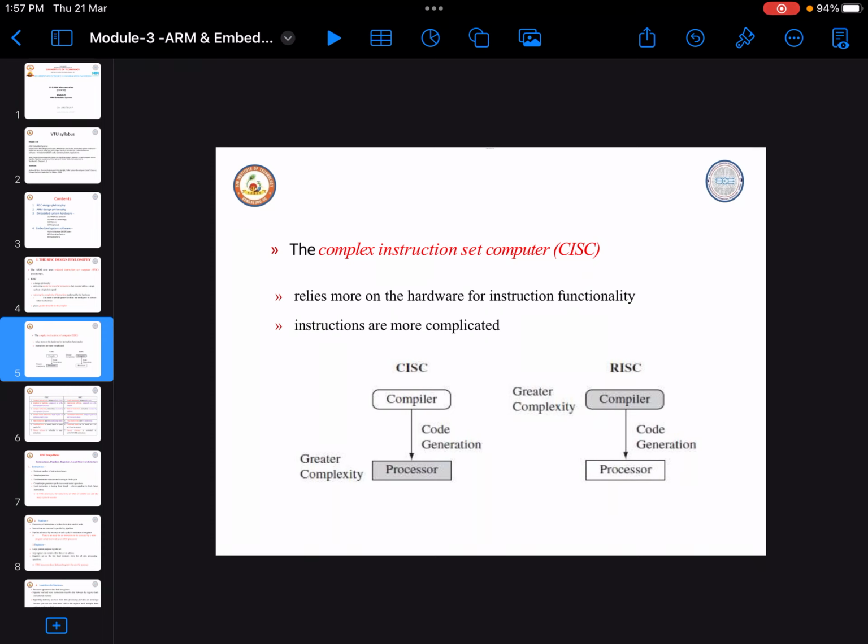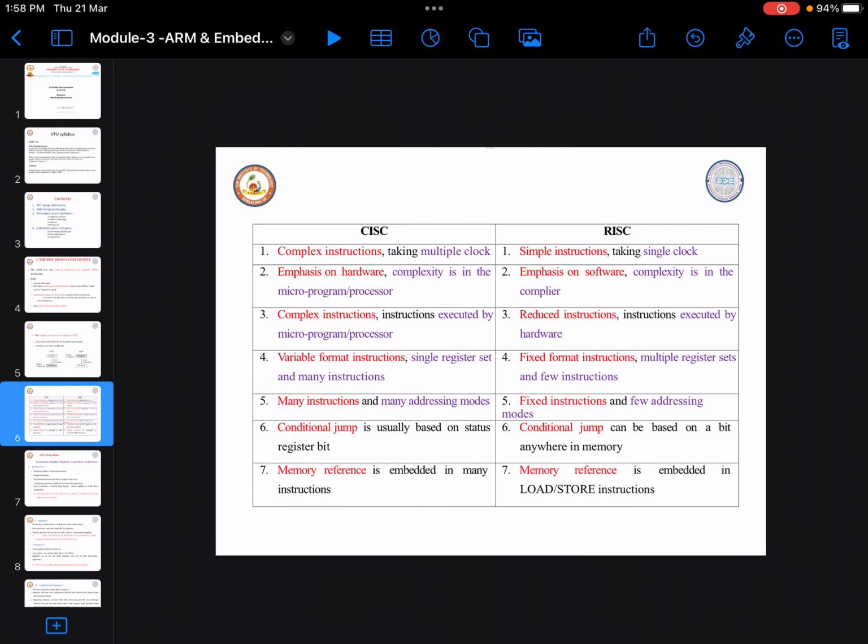So in CISC architecture you will have a compiler and processor. Even in RISC you have a compiler and a processor. So in RISC architecture more emphasis or more complexity is with respect to the compiler, and less with respect to the processor, whereas in CISC the processor will have a greater complexity compared to the compiler. CISC indicates a complex instruction set computer, it relies more on hardware for instruction functionality, and instructions are more complicated compared to the RISC type.